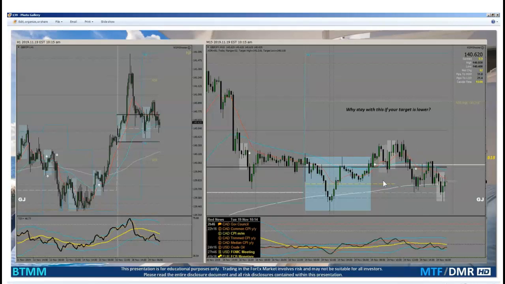But let's just throw in some hypotheticals here. Pardon me, my stuffy nose. Why stay with this target? Why stay with this if your target is lower? You're going to get really bent up in a lot of technicals down here, which is good. You want to know technicals. You want to know all this kind of stuff. But one of the answers is what's happening on the H1 chart.